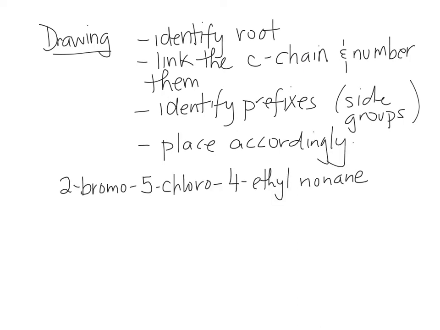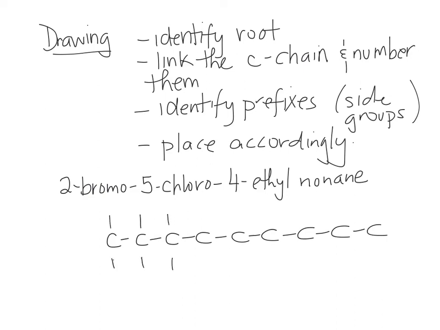Let's draw this compound. 2-bromo-5-chloro-4-ethylnonane. So the root is nonane. So that means 9 carbons. So we have to draw out 9 carbons. 5, 6, 7, 8, 9. Put in your bonds. Now we're going to fill in your side groups.